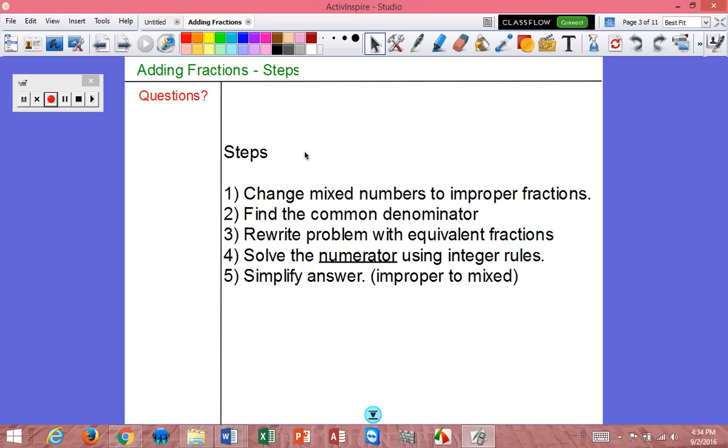Alright, so when we're working with fractions, if we have mixed numbers, we want to make them improper. We're going to find the common denominator, rewrite those fractions with equivalent fractions, then we're going to only solve the numerator, and then simplify if we need to.